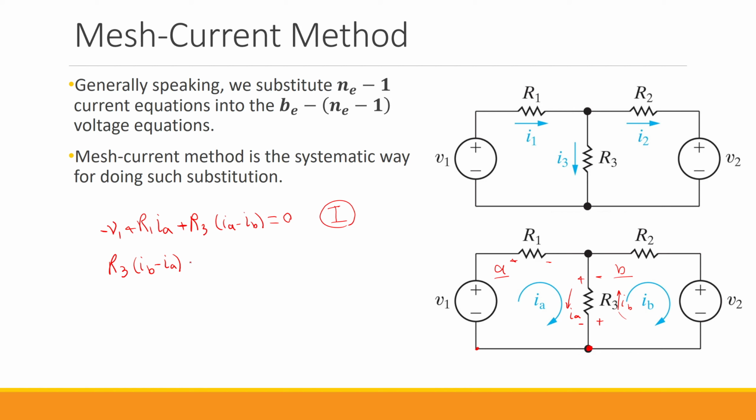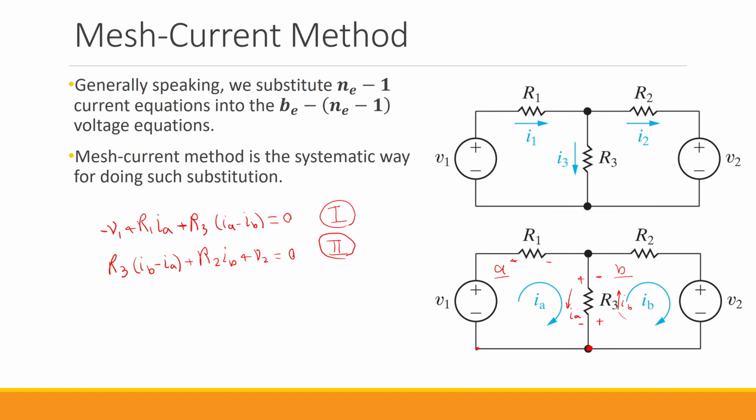Now we get to R2. Since it is not common between two meshes, its current is going to be the IB itself. So we have R2 IB, and finally we go through the positive side of this voltage source. So it's going to be positive V2 equals 0. So this is the second equation that we are writing based on the mesh current method.